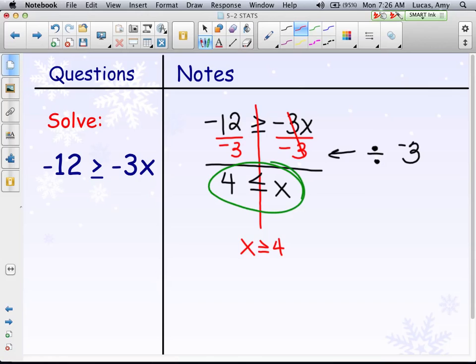When I read through the answers, if we correct homework, probably will have the variable on the left. So you would have to understand that 4 is less than or equal to x is the same as x is greater than or equal to 4.